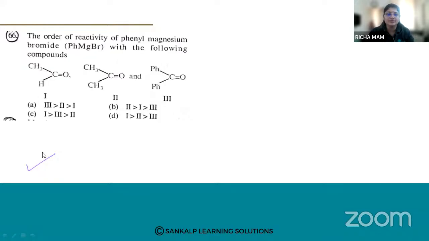So next one, the order of reactivity of phenyl magnesium bromide with the following compounds. So these are the following compounds. What is the order of reactivity of phenyl magnesium bromide? Phenyl magnesium bromide is C6H5MgBr, that is a Grignard reagent. So what will be the order of reactivity?